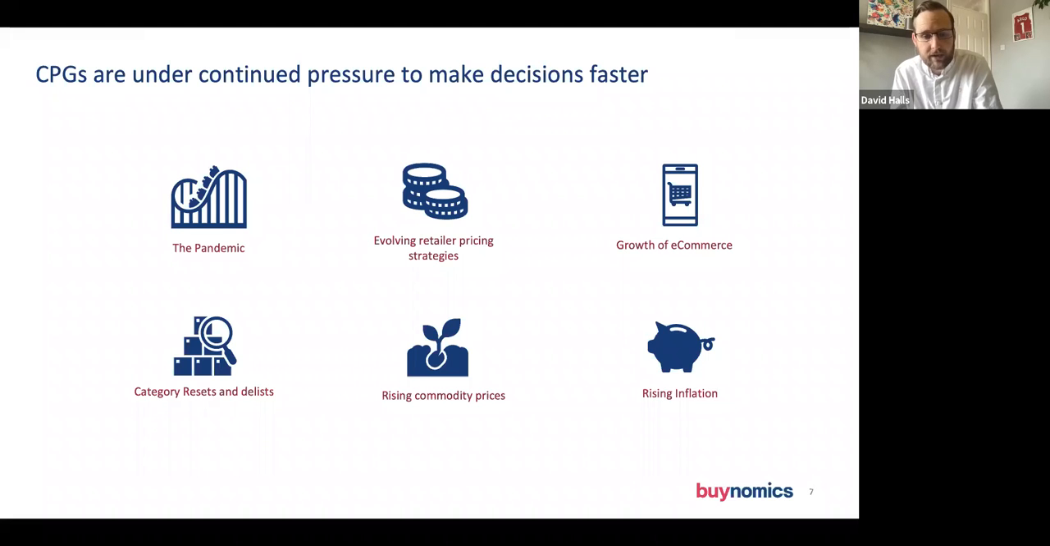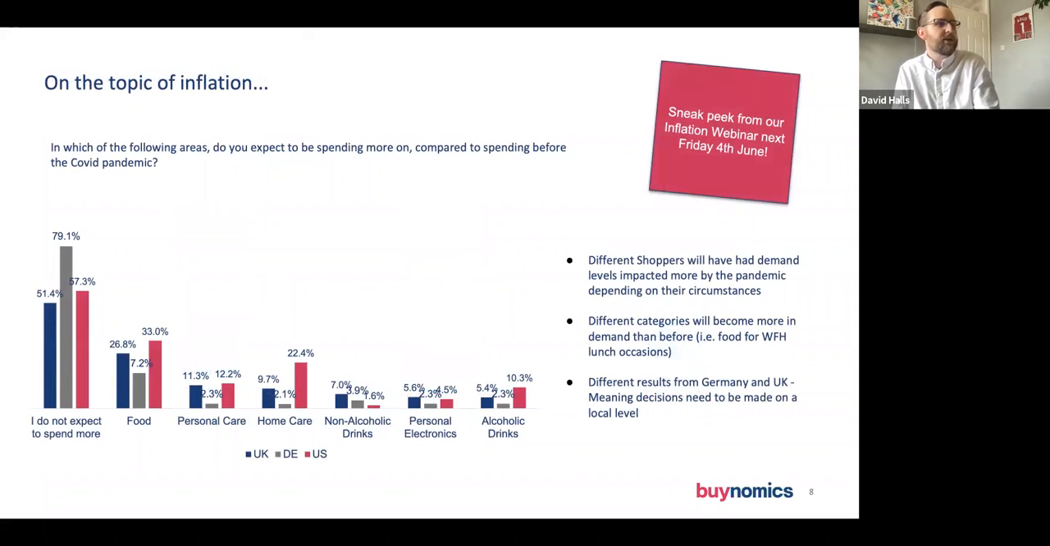Rising commodity prices are ultimately pushing manufacturers like Procter & Gamble and Kimberly-Clark to come out recently to say that they're putting their prices up. And in most countries, we're starting to see inflation come into place, which is putting a lot of people at unease about exactly what they should be doing.